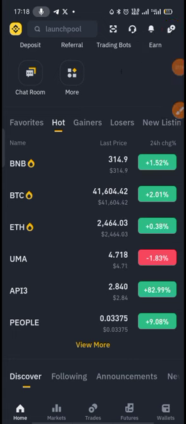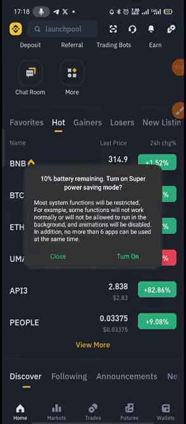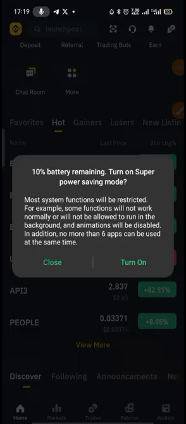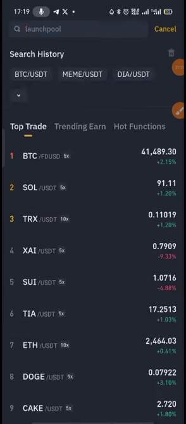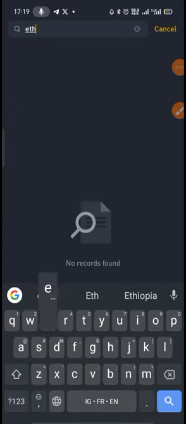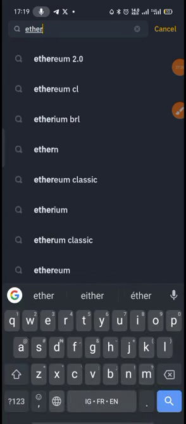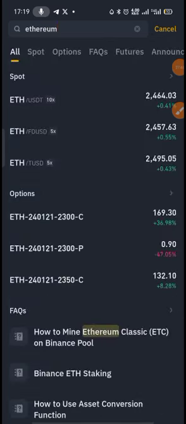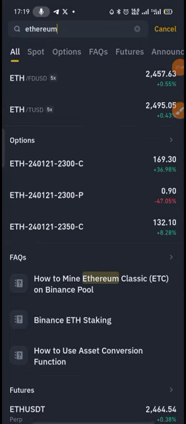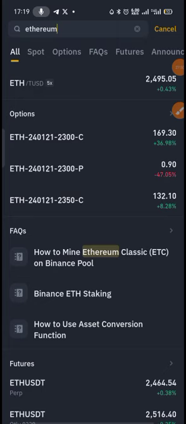If there's any other question, let's say someone tells you to go to Binance and buy Ethereum, ETH. If you don't know which one is Ethereum, just come and type Ethereum. You see it here, just click on it and make sure you get it. You see it here, ETH, that's Ethereum for you. ETC is Ethereum Classic, but this is ETH Ethereum. So you see it here, even if you don't know the name.